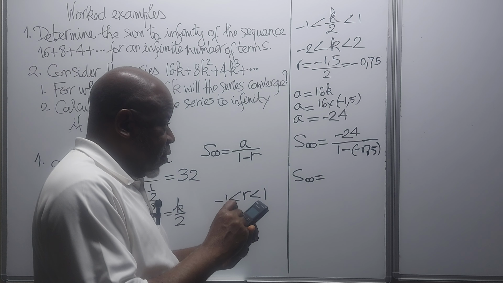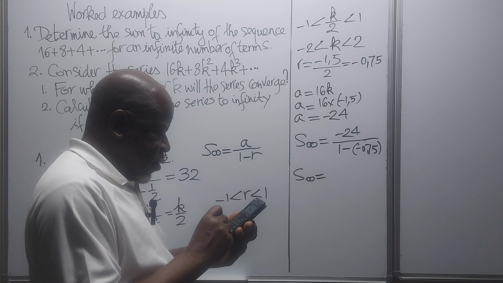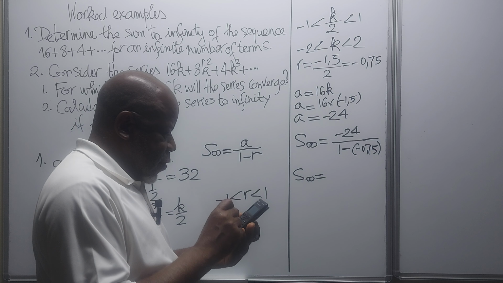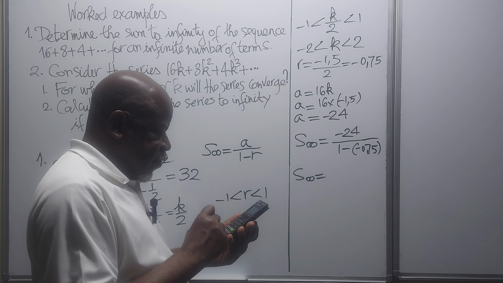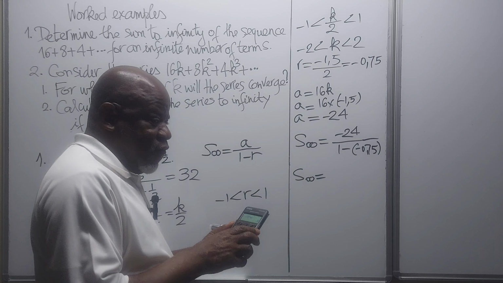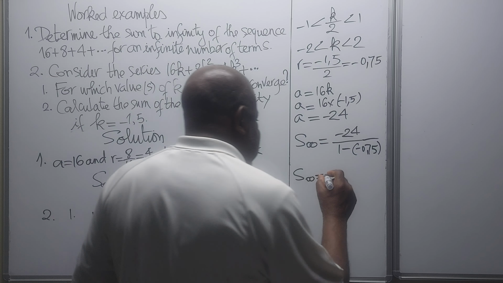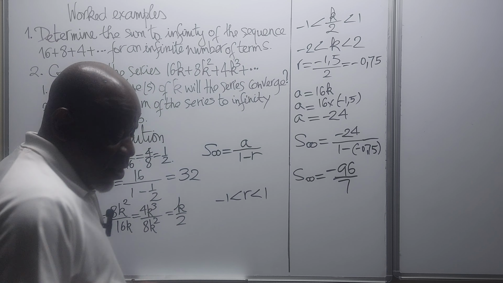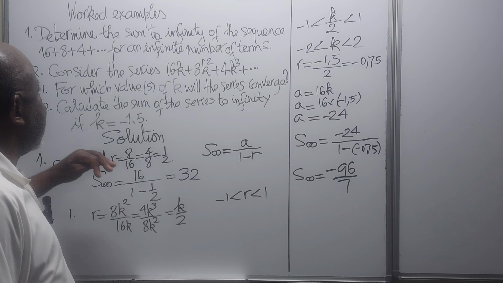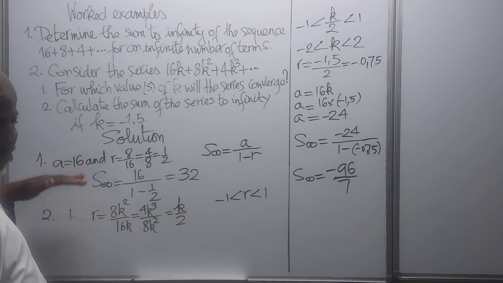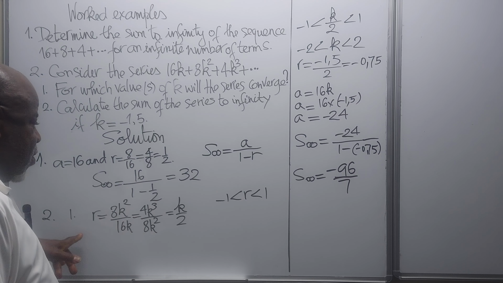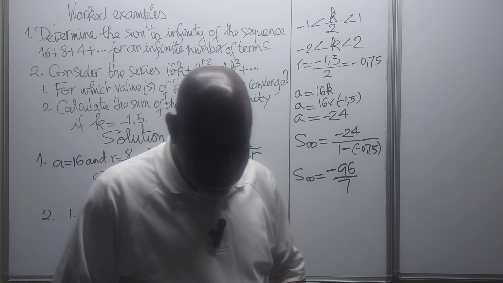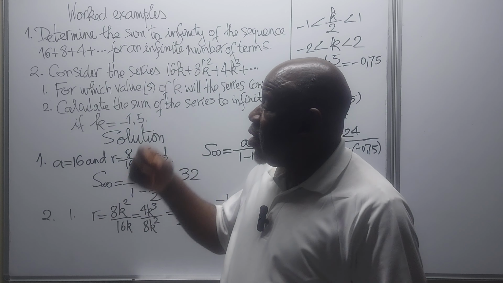Negative 24 over 1 minus negative 0.75, and this will give us negative 96 over 7. So the sum to infinity is negative 96 over 7. So we are practically done. Our two worked examples: the first one, the solution is here, and the second one, the sum to infinity is negative 96 over 7. We are done with the worked examples.